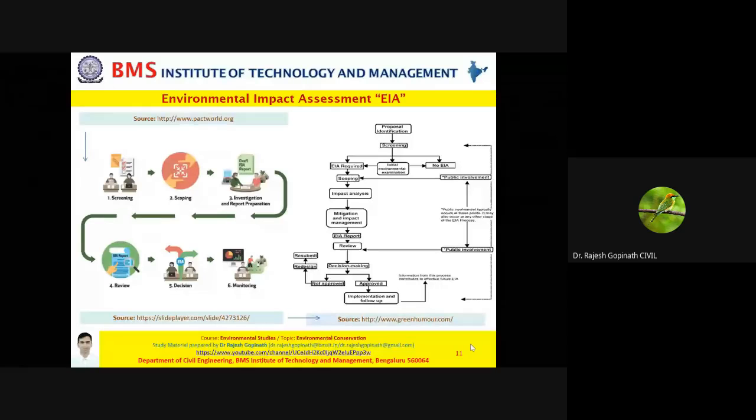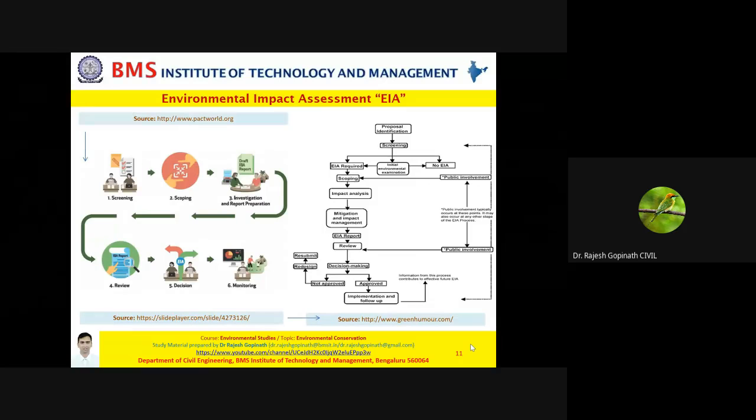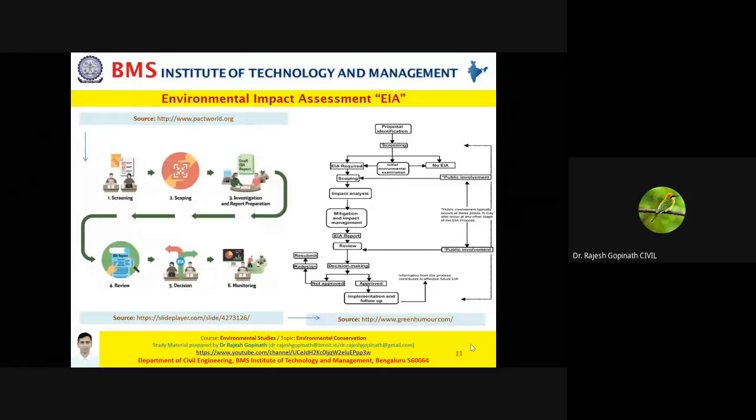Now what he will do, he will follow a series of steps. Step number 1, screening. Step number 2, scoping. Step number 3, impact analysis. Step number 4, mitigation and alternatives. Step number 5, reviews. Step number 6, decision making. Step number 7, implementation. So from country to country, the framework of EIA may change. That is why I have purposely shown you 2 flow charts.